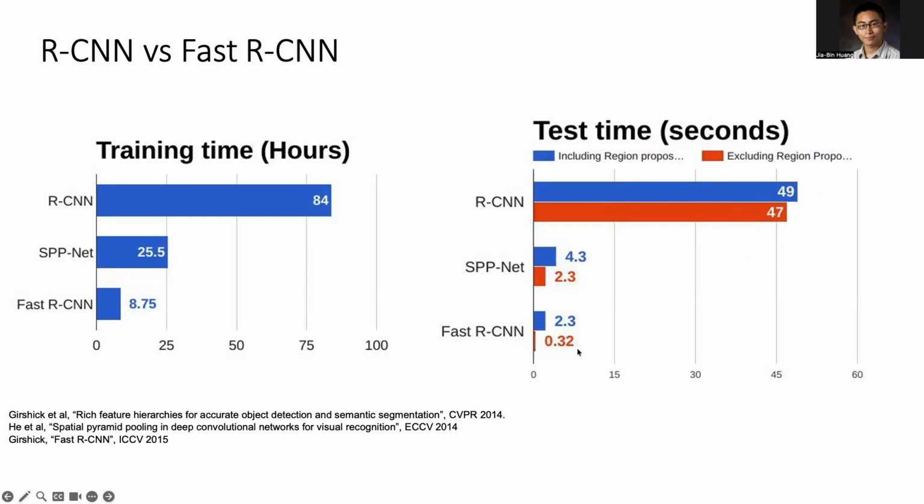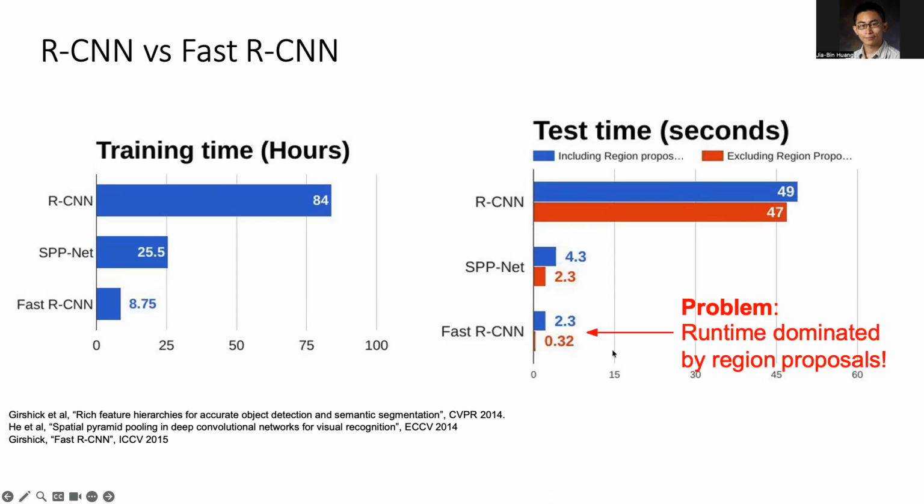But now the region proposal, basically the external algorithm that gives you the bounding box proposals, takes 2 seconds, more than 10 times, around 8-9 times, than the actual CNN itself. So here's the problem, right? The proposal itself takes a lot of time.